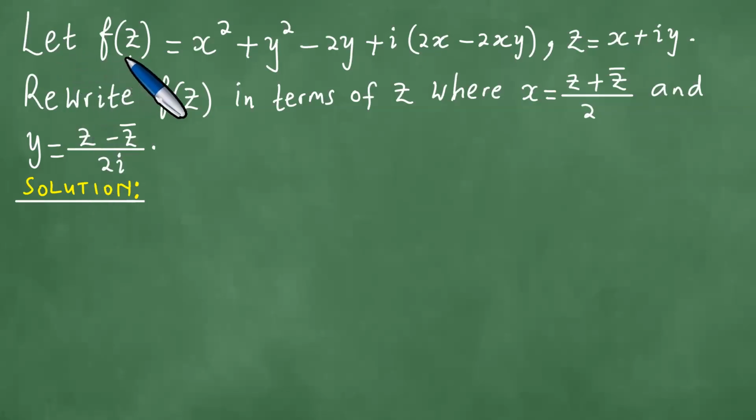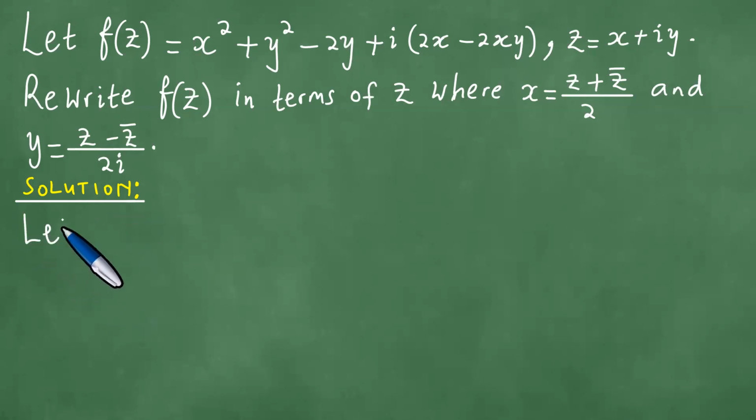Right, we let f of z be x squared plus y squared minus 2y plus i into 2x minus 2xy, z to be x plus iy. Rewrite f of z in terms of z, where x equals z plus z bar out of 2 and y equals z minus z bar out of 2i. So what do you need to do here?